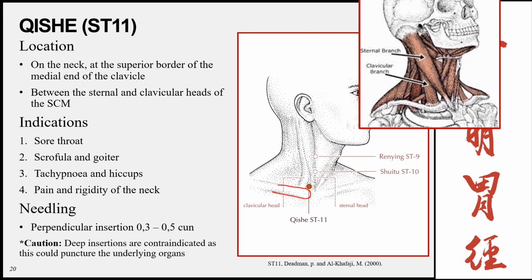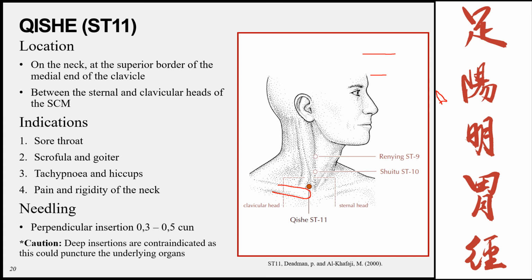So again, here's the sternocleidomastoid. And as you can see, this is the sternal head here. And this is the clavicular head, and then you can see that it forms a gap just over here, and you should be right in that gap. This point can be used for sore throat, scrofula and goiter, tachypnea and hiccups, as well as pain and rigidity of the neck. Our insertion is also perpendicular, 0.3 to 0.5 cun. And once again, you've got to note that deep insertions are contraindicated, as this can puncture the underlying organs.